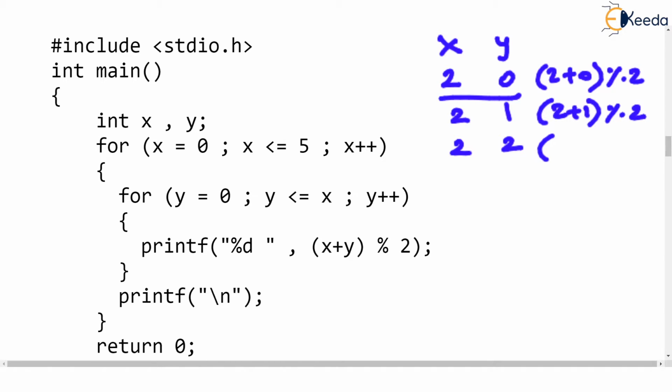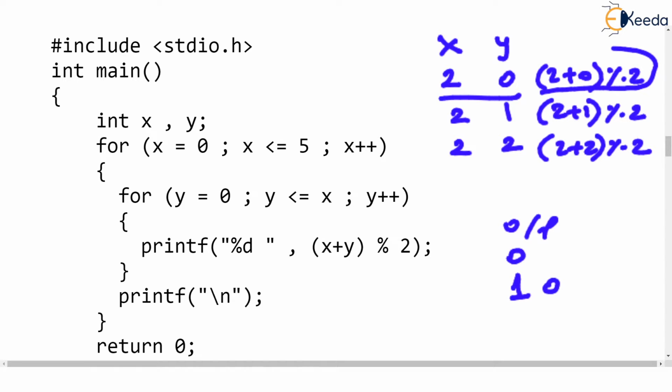And this is 2 plus 2 percent 2. Now already we have got the outputs earlier. The first output we got was 0. Next line we got 1 0, recall. And now we are going to get 2 plus 0 percent 2. That is 2 percent 2, which is again 0.